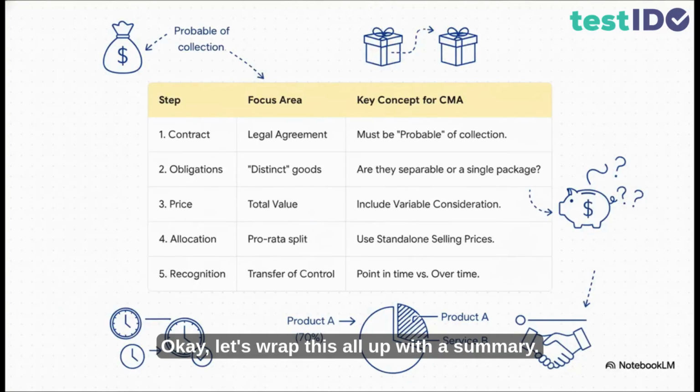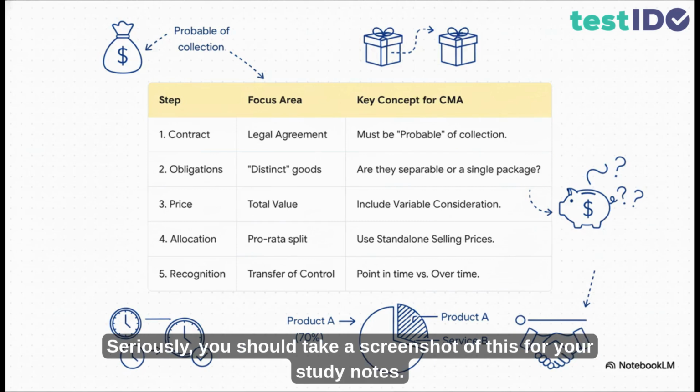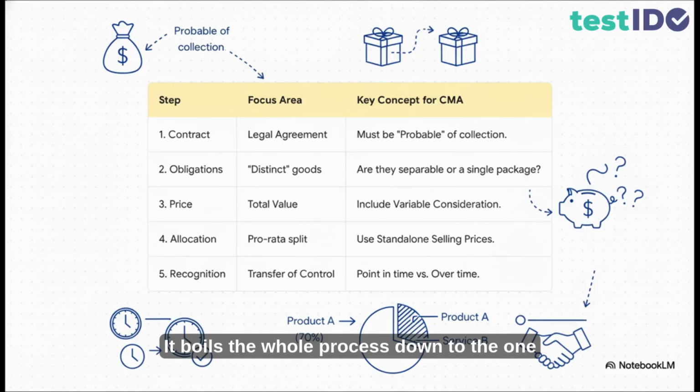Okay, let's wrap this all up with a summary. This slide right here, this is your cheat sheet. Seriously, you should take a screenshot of this for your study notes. It boils the whole process down to the one key question you need to answer for each step. Step 1, is collection probable? Step 2, are the promises distinct? Step 3, did I include all the variable stuff? Step 4, did I allocate using the standalone prices? And step 5, when did control transfer? If you can answer these 5 questions confidently, you're going to be in fantastic shape for this topic.